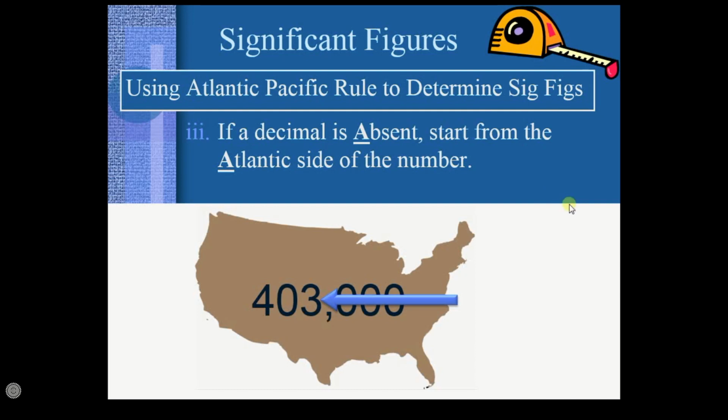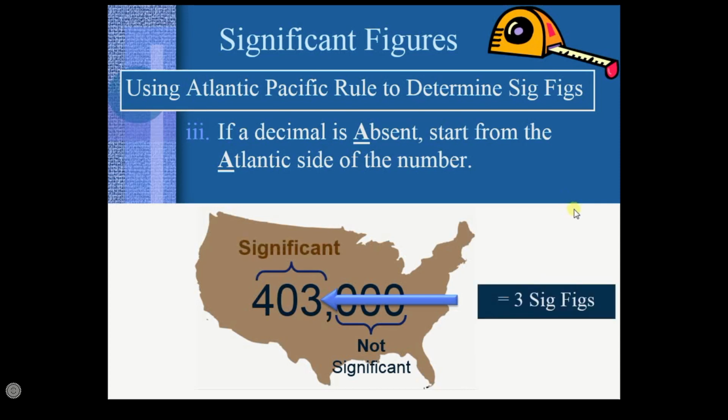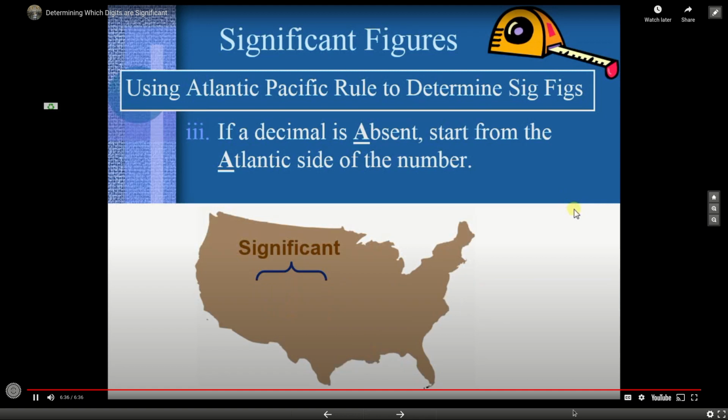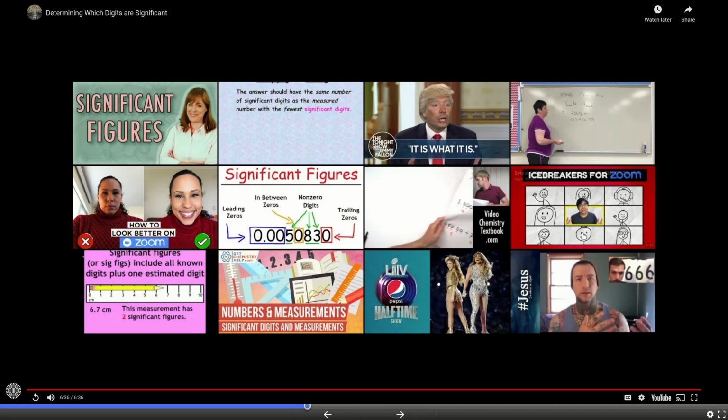So just like before, the zeros that we cruise through are not significant. They're just simply placeholding zeros. So from the 3 on, all the rest of those numbers are significant. So that number there had 3 sig figs. All right, so that's the end of that, and I might put that on Edpuzzle in a separate place for you to look at.